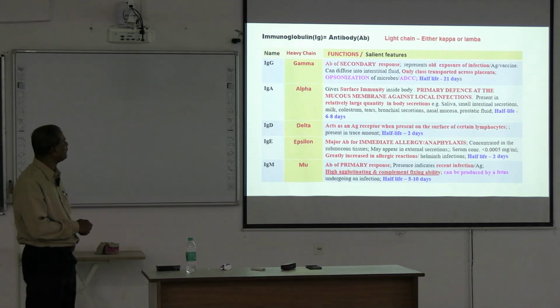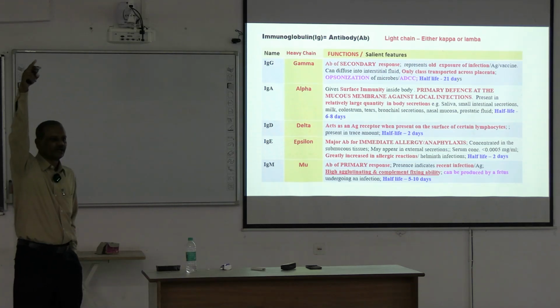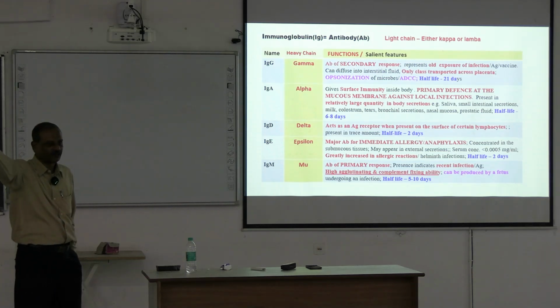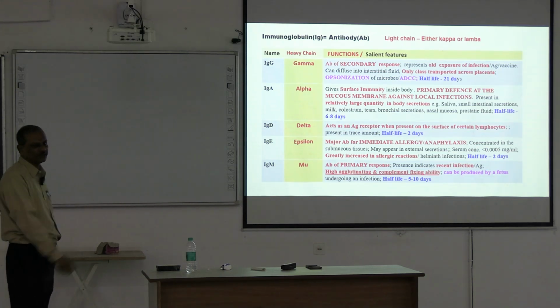Opsonization of microbes. I told you that antibody has different half-lives. That's why after primary response there is a decline. Again in the secondary response you will get a height and there is some decline, because the antibodies have some half-lives, and the half-lives also vary.